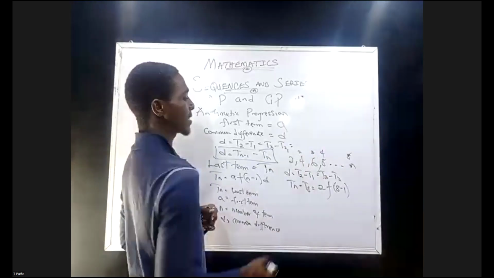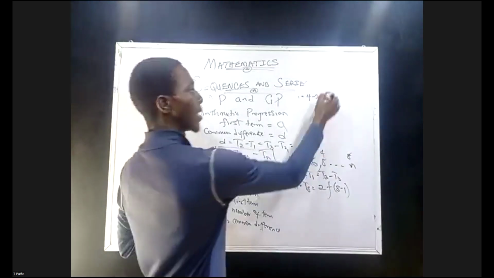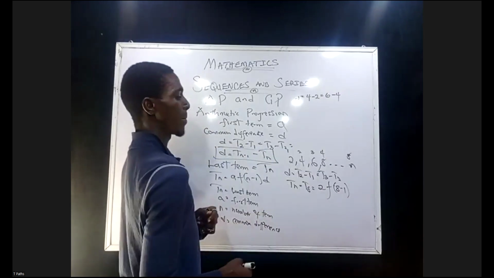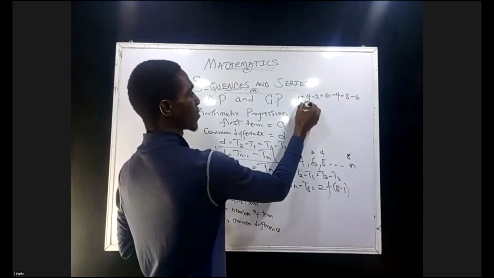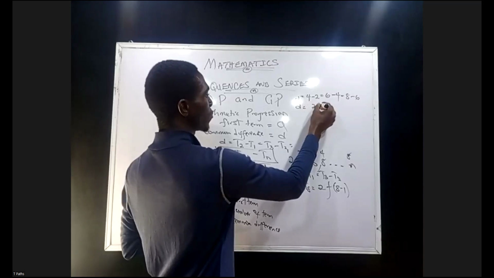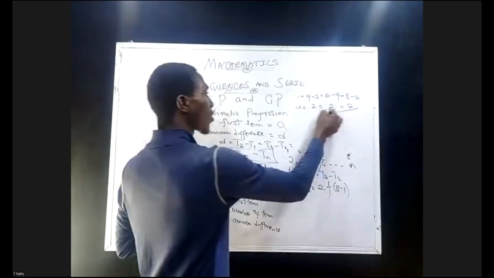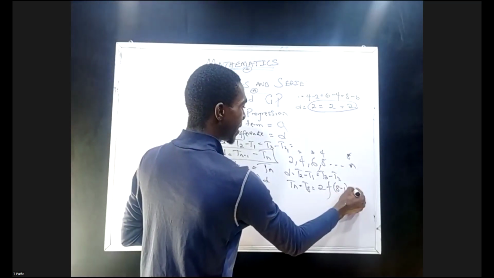The common difference is the second term minus the first term, which is also the same as the third term minus the second term. Also, I can say it is the fourth term minus the third term. So the common difference here, the answer is 2. They all have a common difference of 2. So I assign 2 to the value of my D.